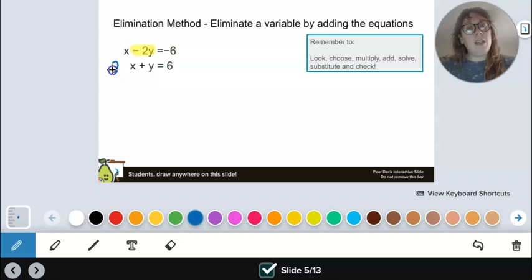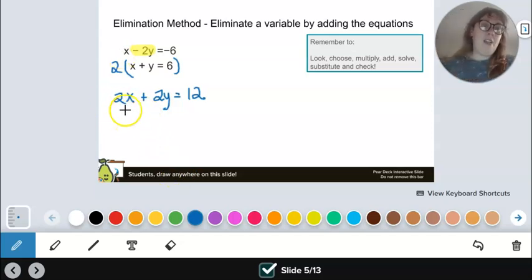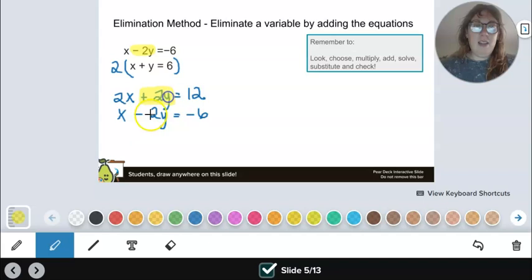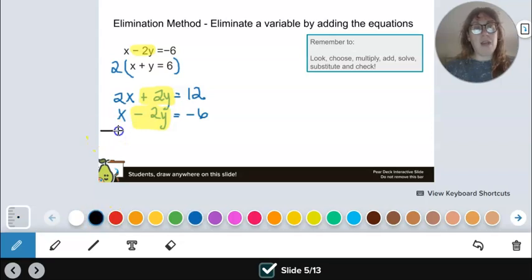So what I'm going to do is I'm going to multiply this entire equation by 2. So we get 2x plus 2y equals 12. And now I'm going to add that to our first equation, which was x minus 2y equals -6. Now notice we have a +2y and a -2y. Great. So we chose y, we multiplied one of the equations by a number so that when we add them, which we're going to do next, it will cancel out.